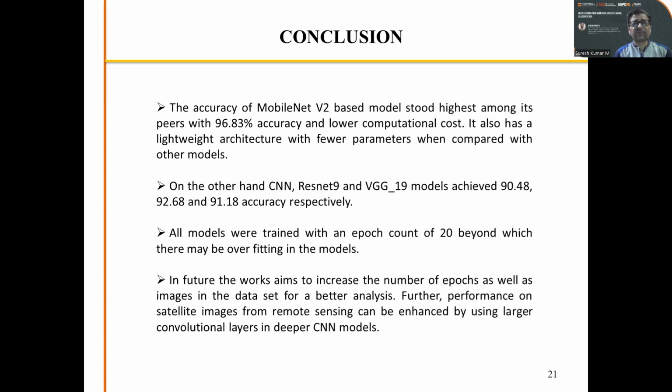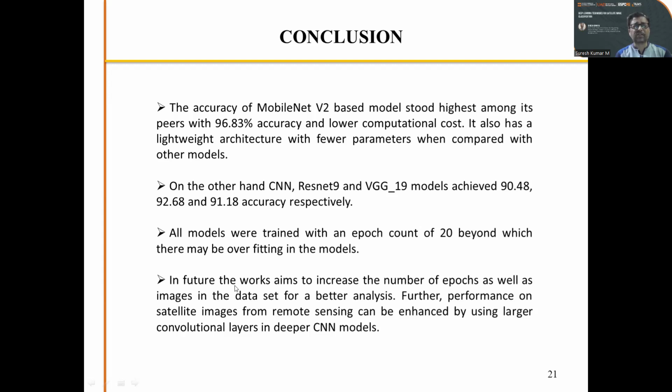On the other hand, for CNN, ResNet, and VGG: CNN accuracy is 90.48, ResNet accuracy is 92, and VGG 19 is 91, which are very low when compared to the MobileNet 96.83 accuracy. And all 4 models were trained with an epoch count of 20, beyond which there will be overfitting in all the models.